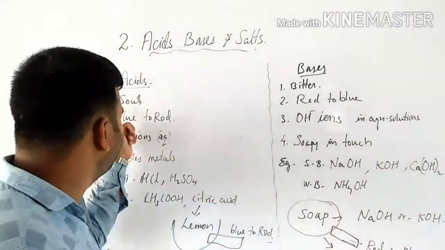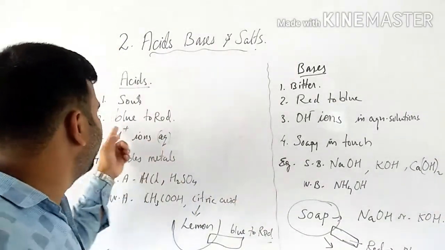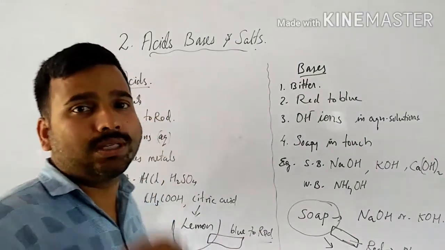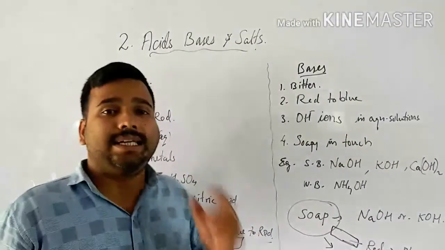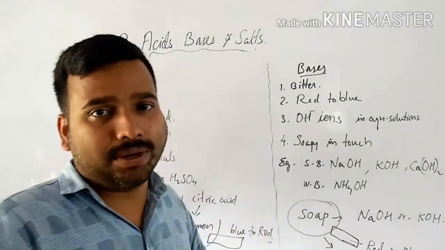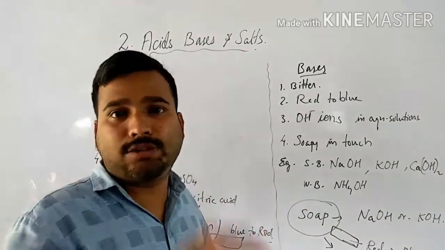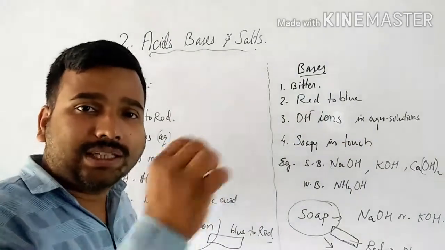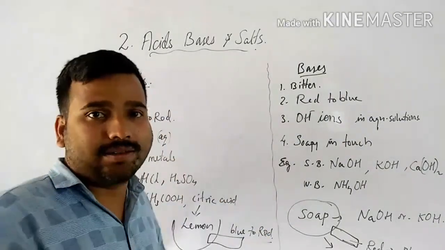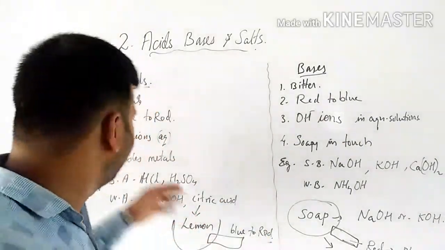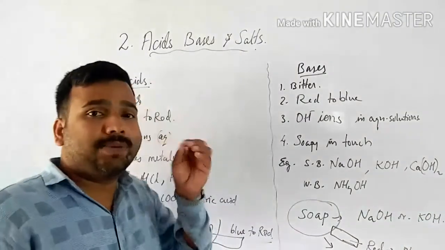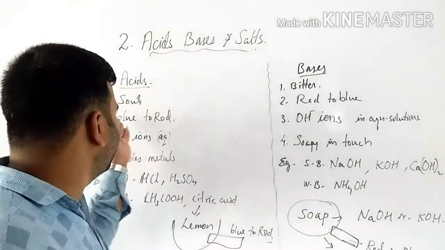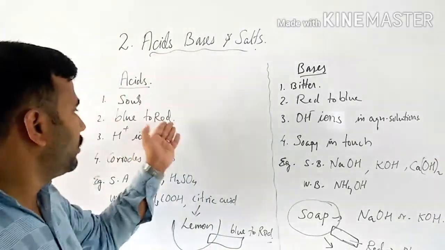Acids are generally sour in taste. Then the next property is that they change blue litmus to red. We have already seen that. What do you mean by litmus paper? Litmus paper is a natural indicator that indicates whether the given substance is acidic or basic in nature. Especially when you bring litmus paper into contact with acids, it will change its color from blue to red.